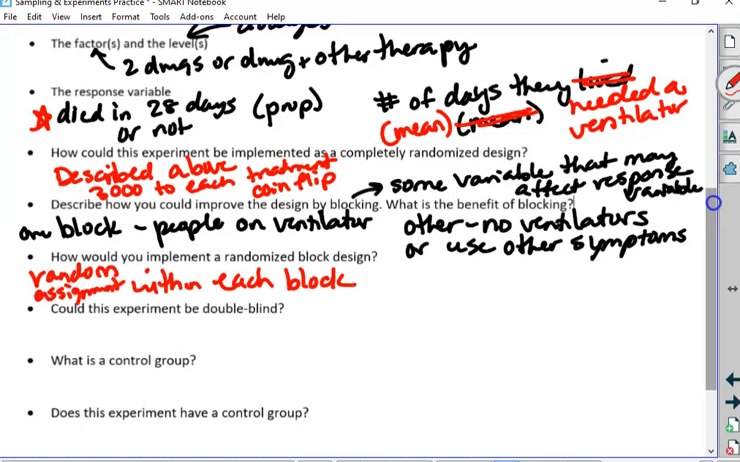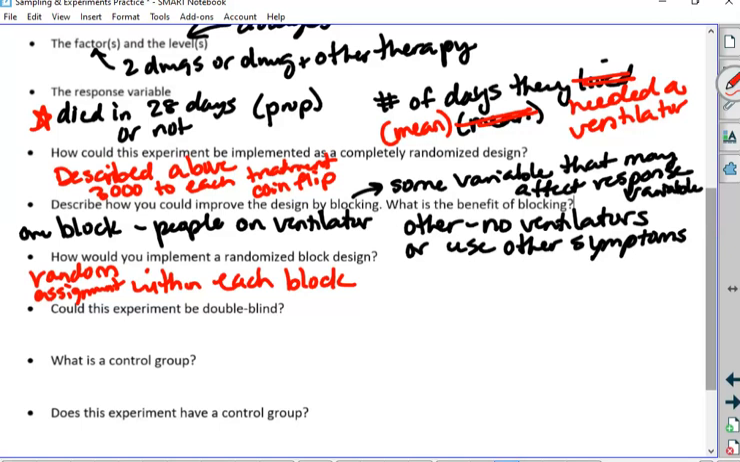So if you divided them by ventilators and non-ventilators, you should have about half of the ventilator patients getting one treatment, half the other, and then half of the non-ventilators. So you're going to just compare, like, too many experiments within an experiment. You're going to just compare the ventilator people to each other, and you compare the non-ventilator people to each other to see what improvement they made.